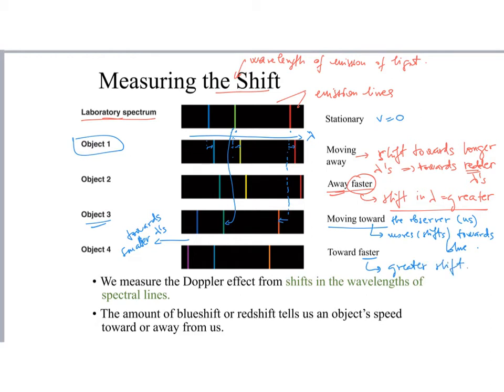The direction of the shift tells the direction of motion. Towards us, it's going to be towards the blue, towards the shorter wavelengths. Away from us, it's going to be towards longer wavelengths or towards redder wavelengths. All right, so we measure the Doppler effects from the shifts in the wavelengths of the spectral lines, and the amount of the blue shift or the red shift tells us an object's speed.